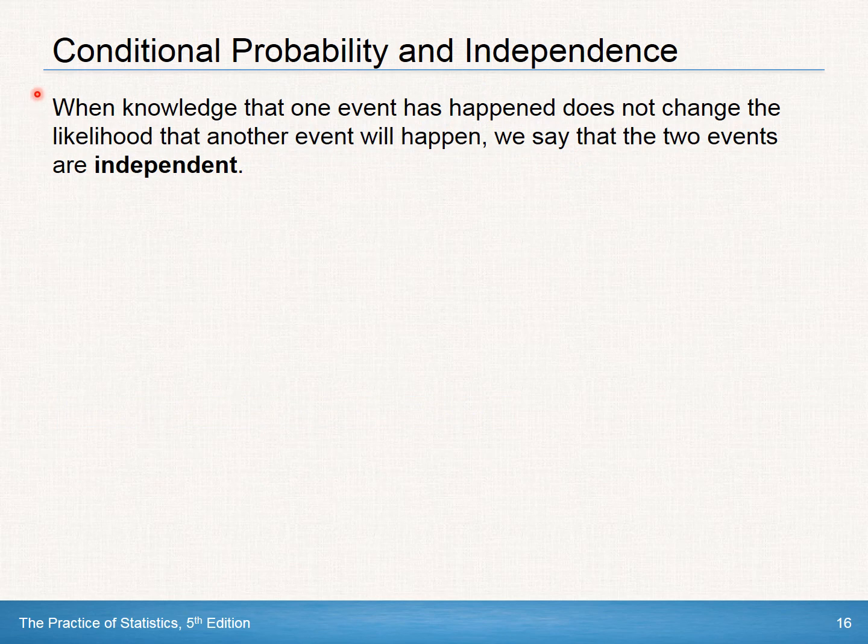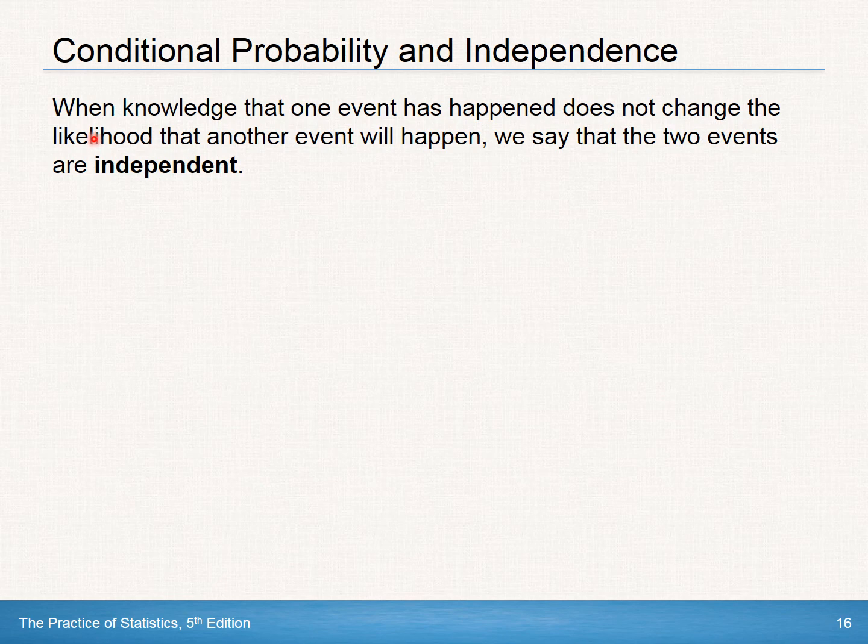Let's just talk quickly about conditional probability and independence. That multiplication rule that we just took a look at used the multiplication rule and conditional probability. Now, what does it mean to be independent? When the knowledge that one event has happened does not change the likelihood that another event will happen, we'll say that the two events are independent.